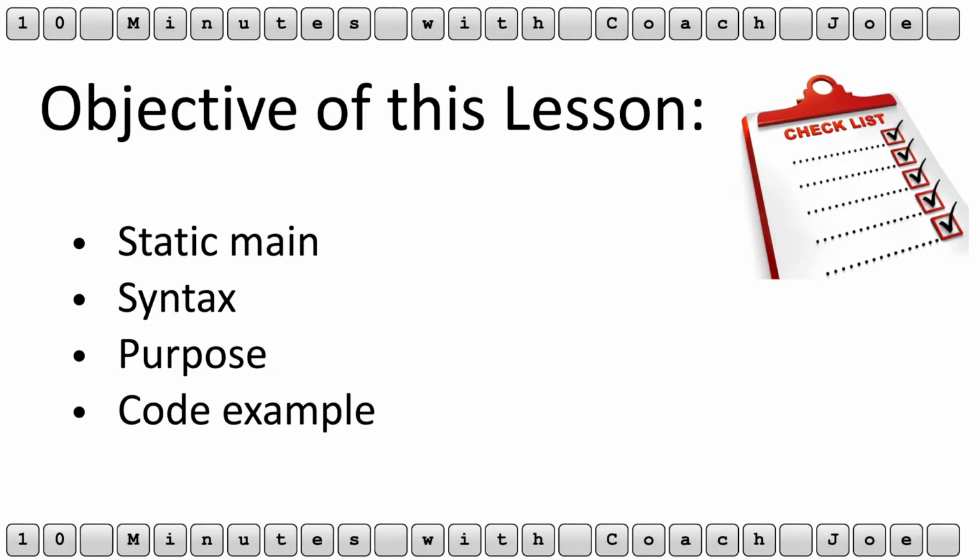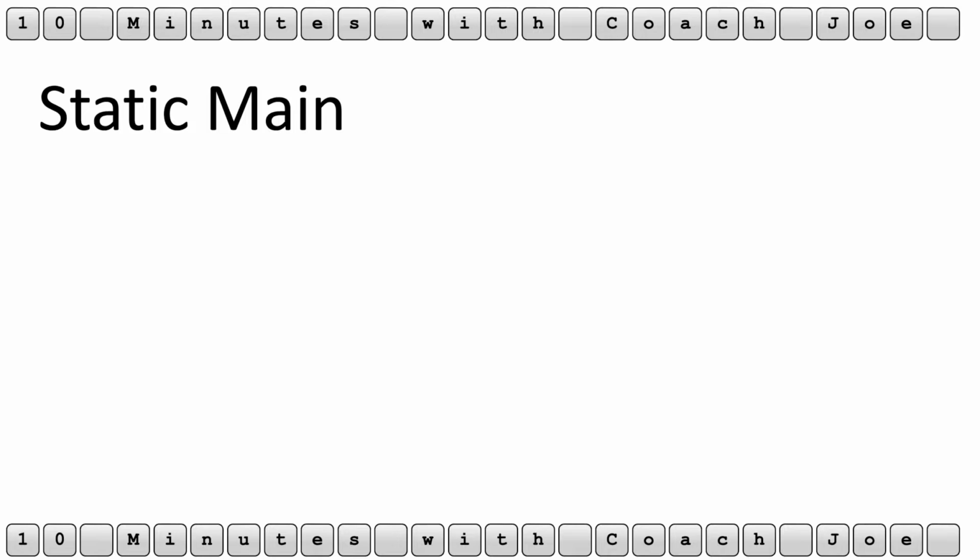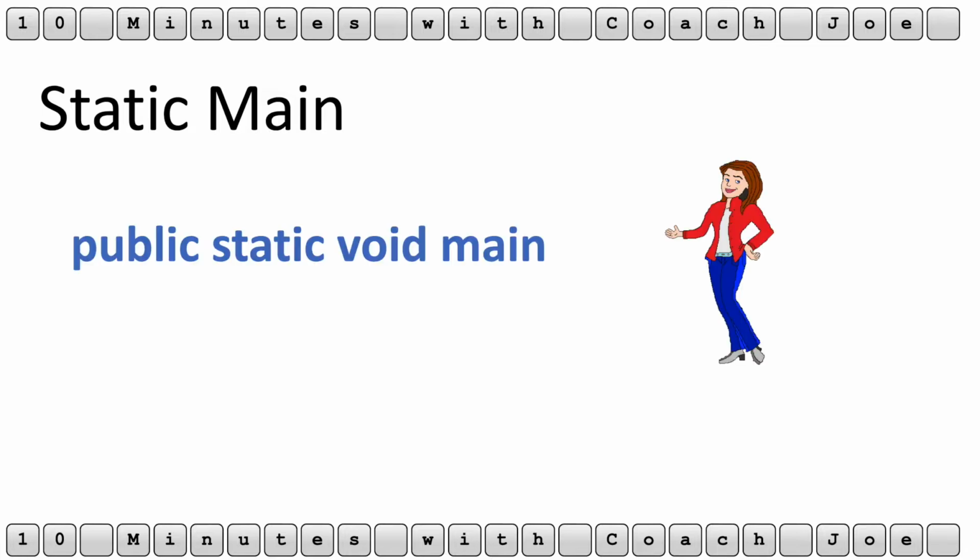In this lesson, we will review a static method called main, along with the syntax, the reason for static main, and some code examples. The purpose of static main is to start everything. Your Java application will be looking for a specific method signature to start. That would be public static void main.